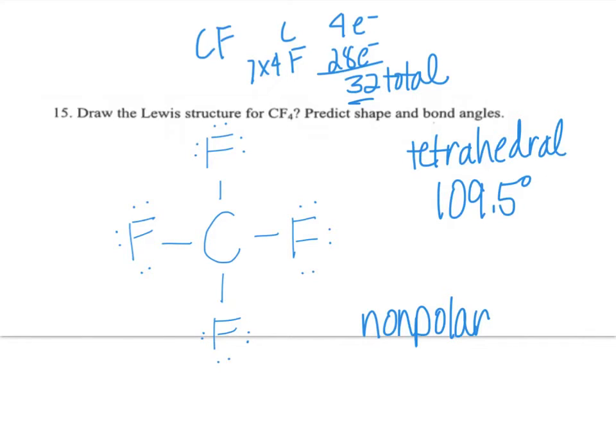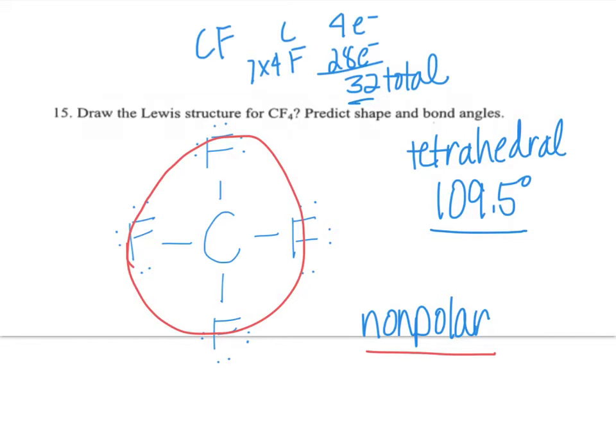Anytime it has 4 things bonded to the central atom and 0 lone pairs, that's going to make it tetrahedral, which would give it a bond angle of 109.5. And then, of course, if we look at the molecule itself, we see that it is symmetrical all the way around, so it would be a nonpolar molecule.